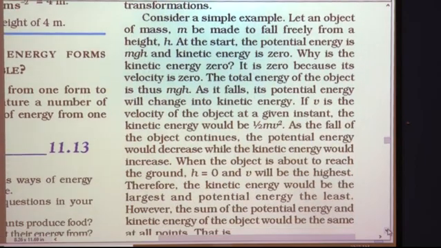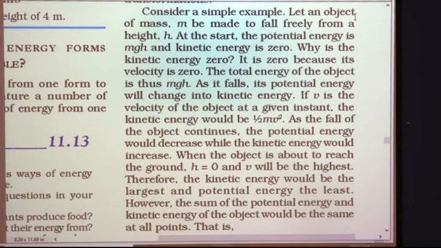Now, consider a simple example. Let an object of mass m be made to fall freely from a height h. Consider that there is an object whose mass is m and it falls freely from a particular height h. At the start, the potential energy is mgh. You know that when an object is raised to a certain height, it has potential energy. And what is the value of potential energy? mgh. And at that time when the object is at a particular height, it is not moving. So, kinetic energy is 0.